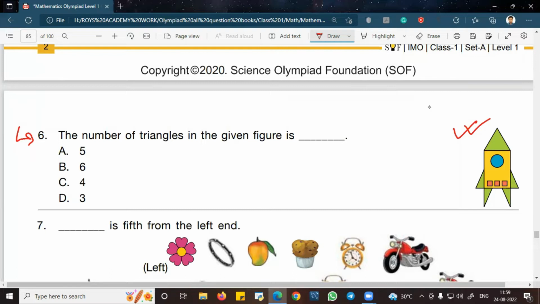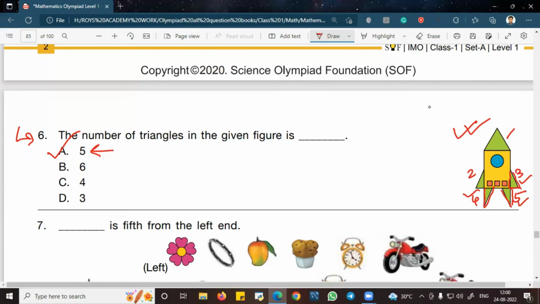Okay, dear student, don't worry, I will help you. So the triangles are 1, 2, 3, 4, and that is 5. So there are 5 triangles we can see. So 1, 2, 3, 4, and 5. So there are 5 triangles we can count here. So option A will be the right answer here. So that's why we have to choose option A as the right answer.